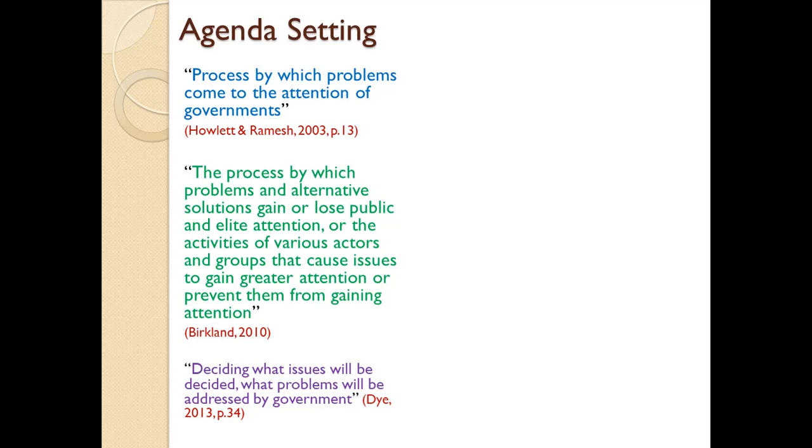It's a process also by which problems and alternative solutions gain or lose public and elite attention, or the activities of various actors and groups that cause issues to gain greater attention, or prevent them from gaining attention. So agenda setting is not just a space for accepting different policy issues, but it's also a process within which certain issues lose attention or are discarded from the agenda, depending on how interested the different actors are, especially the politicians or the elites that have certain leverage on control of the agenda.